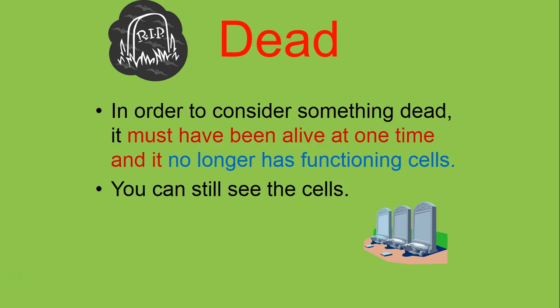The final category is dead things. In order for something to be considered dead, it has to have been alive at one point, but now it no longer has functioning cells. In dead organisms, you should still be able to see the cells if you were to look for them.